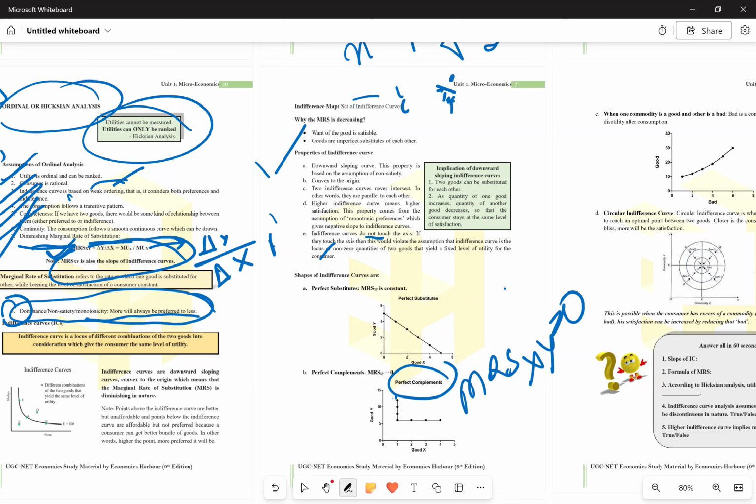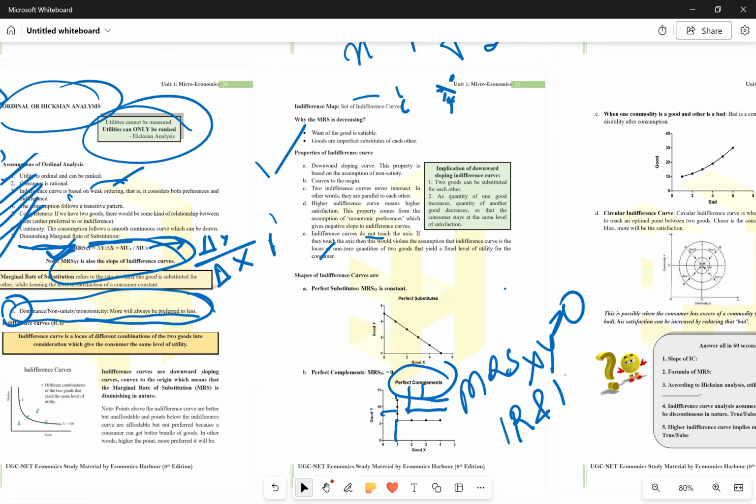Why? No matter. For example, you have one right shoe, right? But 10 left shoes. So how much will be useful for you? One right and one left only. The rest nine left shoes would be useless for you. Okay. So that is why the indifference curve in case of perfect complements is L-shaped, and we can only have a corner solution in this case.